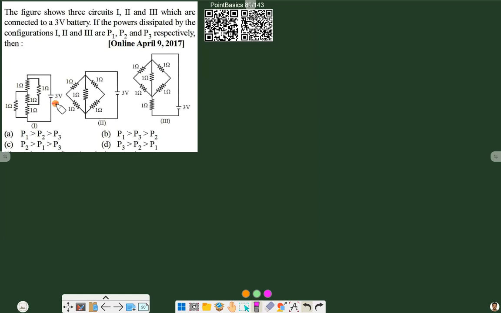Potential here is, in the first case 3 volt, second case 3 volt, third case 3 volt. So potential is equal for all three. What does it mean? When potential is equal, the formula for power is V squared by R. As potential V is equal for all of these, we just have to calculate the value of resistance for each of these. And if we are able to find the value of resistance, then we can easily compare their powers.